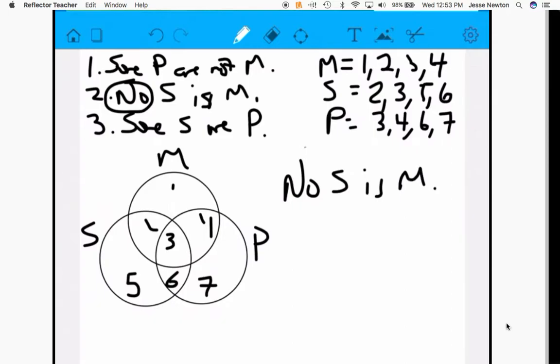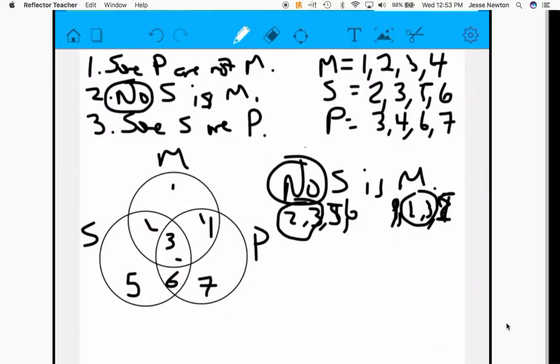But let's begin by diagramming no S is M. How do we do this? Well, S is 2, 3, 5, and 6, just as before. M is 1, 2, 3, 4. We look for the regions of overlap, which are going to be 2 and 3, and 2 and 3. And then we scribble that out. And then we're saying no to 2 and 3. So we shade in 3 and we shade in 2. Right? So that's how we show that.